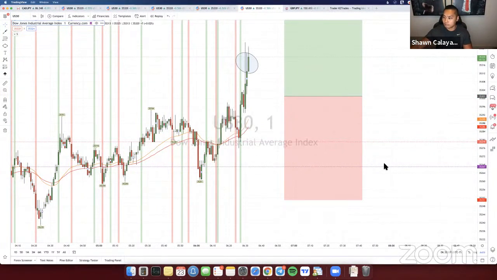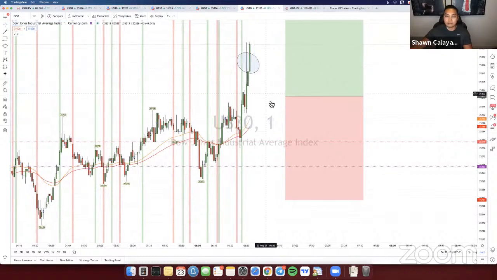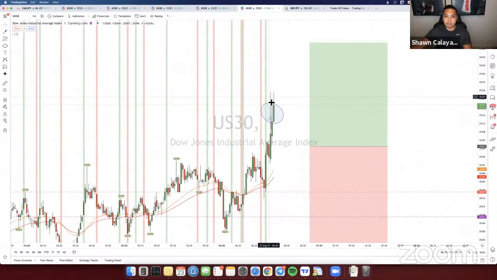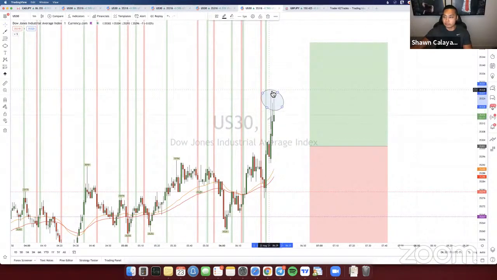All right, so looking at this right here, there's still no entry that's really available, but we're going to confirm that this next candle right here has little to no wick on top. The reason we're waiting for little to no wick on top is because if there is a big wick on top, it can be an indication of a reversal. So I'm not going to hop in just yet.